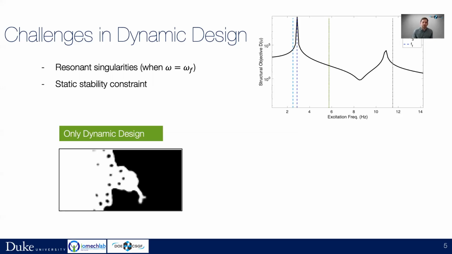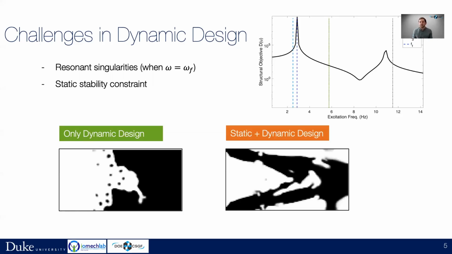We also need to consider the static stability of the design. Without a constraint on the static displacements, we can get designs like this, where the cantilever beam becomes disconnected from its supports. And even if we design for both static and dynamic designs, just by minimizing that L2 norm of the displacements, it's going to be a very difficult optimization problem to solve. And the designs we obtain tend to have poorly defined features with extraneous floating regions.